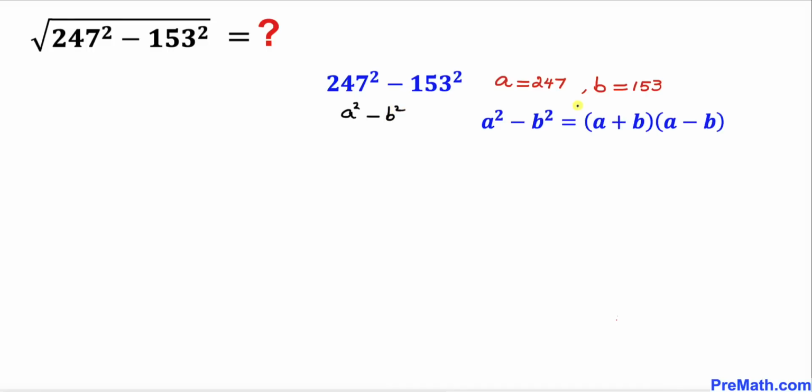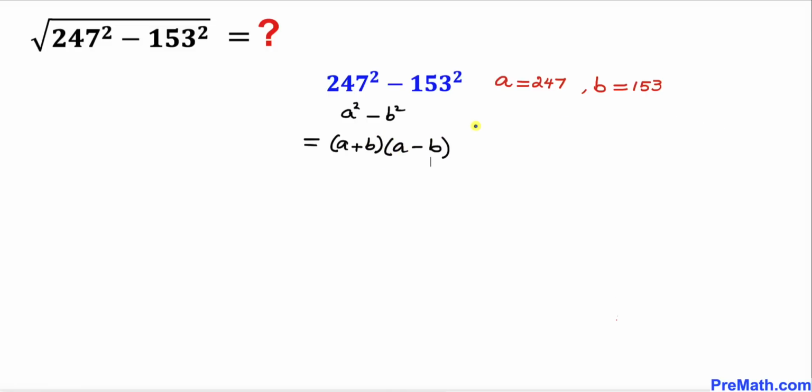Now let's recall this famous identity, A square minus B square. If we apply it here, we can write this as A plus B times A minus B. Now let's plug back our values: A for 247 and B for 153.